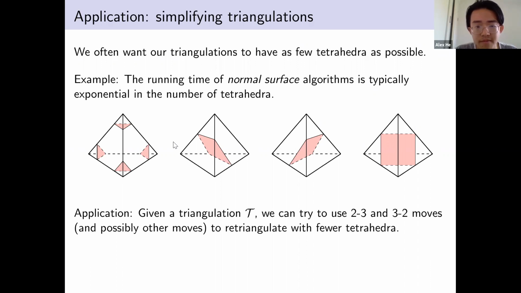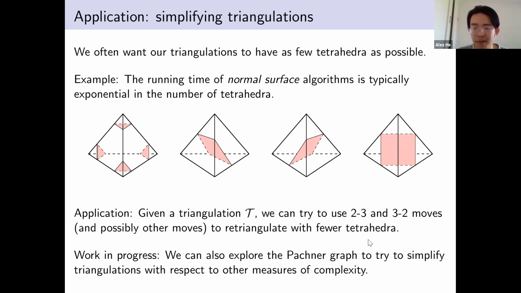Okay, so here's the application. Because you know that you can connect things with 2-3 and 3-2 moves, you can try to walk through the Pachner graph to find a better triangulation. It's useful to have possibly other moves, because if you have another move that works, then why not use it for practical purposes? And we now have really good heuristics for doing this. For example, Regina has routines that are often very effective at retriangulating with fewer tetrahedra.